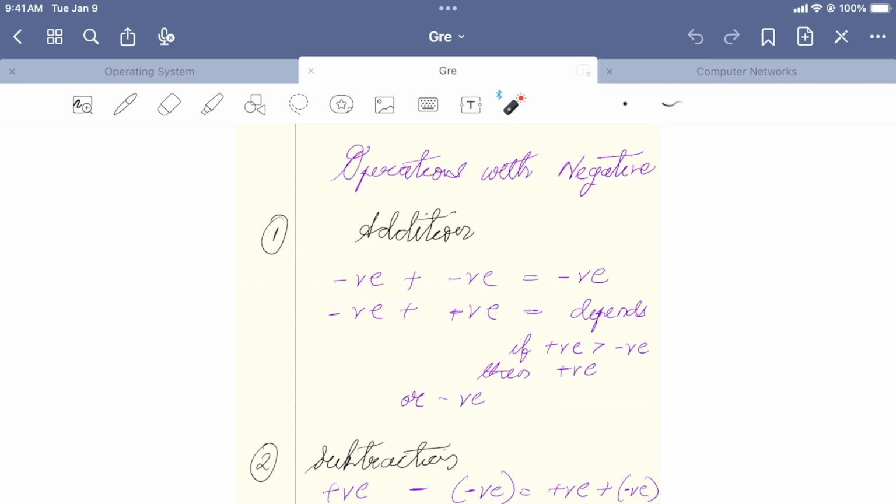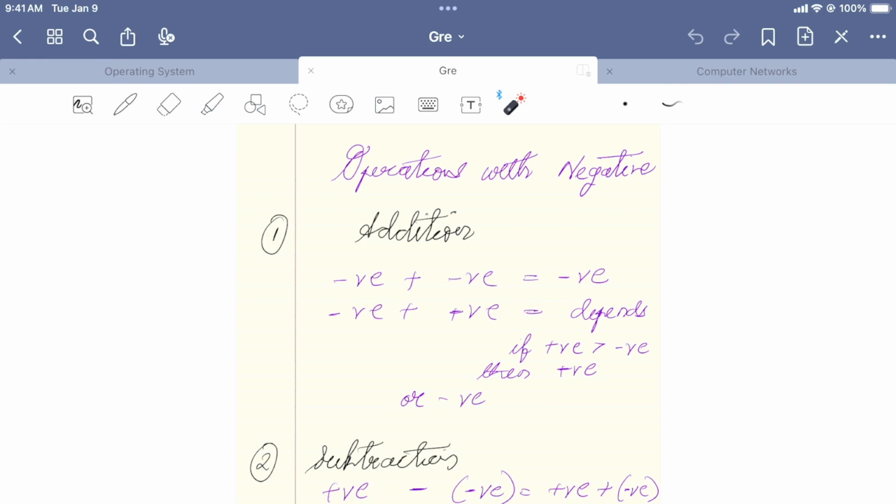Now subtraction. Now this is something tricky. Whenever we subtract a negative number from a positive number, the minus of minus will make it a positive. So a positive number subtracted by a negative number will always give me a positive because it will result in addition. Now when we subtract a negative from a negative, again it depends. As we know, the second negative will result in a positive, so it is basically negative plus positive. So it will depend on which one is greater. If the positive number is greater, then the answer will be positive. If the negative is greater, then the answer will be negative.